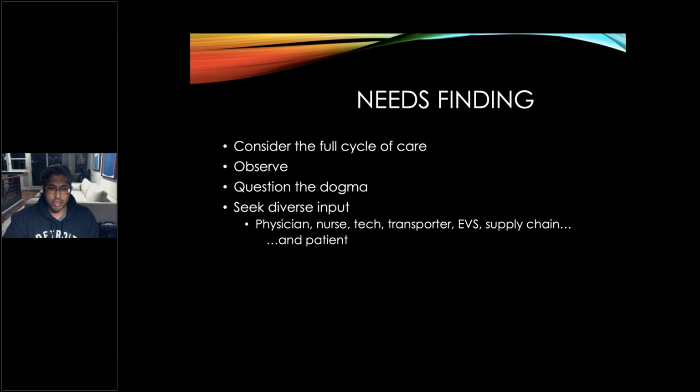So I want you to look outside the box and not just look at the textbook answer. Question what it says in the textbook. Think about why it was done in the first place. Is there a better way to do it? And then the other important aspect of need finding, I think, is seeking diverse input.